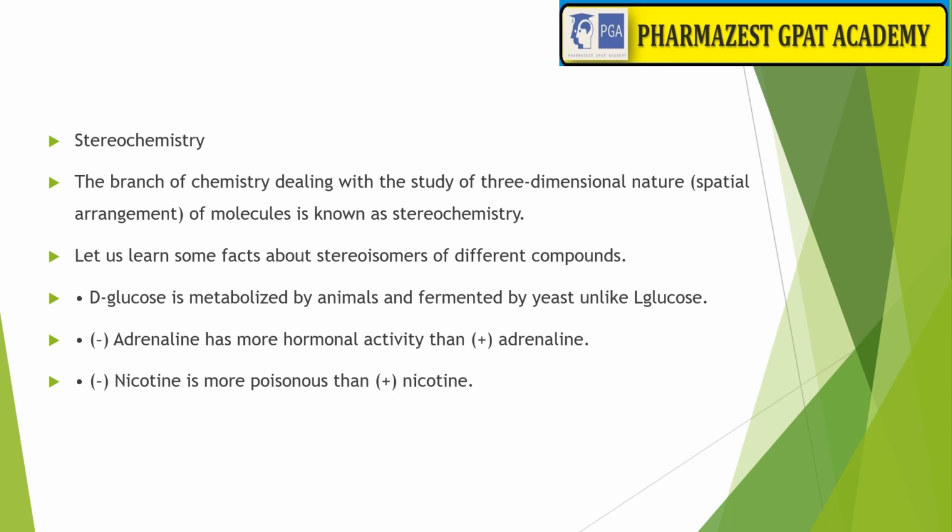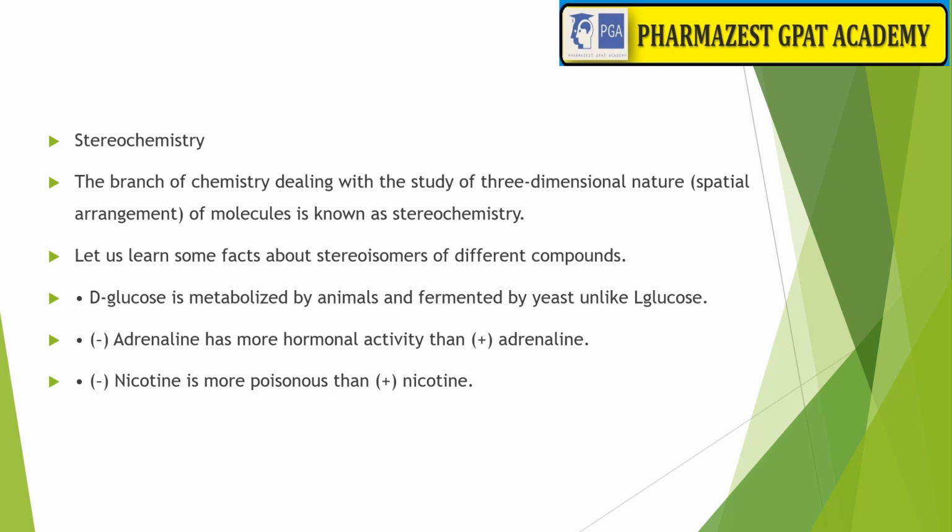The difference between D-glucose and L-glucose is that this naming is given according to the position of the OH, taking the reference molecule glyceraldehyde, which has 3 carbon atoms. If the OH is present towards the right side, it is known as D compounds. If the OH is present towards the left side, those are known as L compounds. Thus D-glucose is metabolized by animals and fermented by yeast, whereas L-glucose is not metabolized by animals.